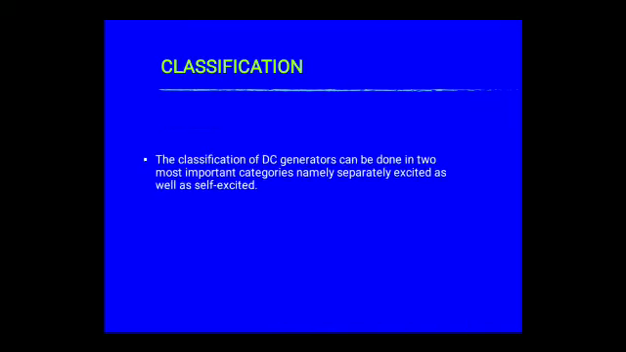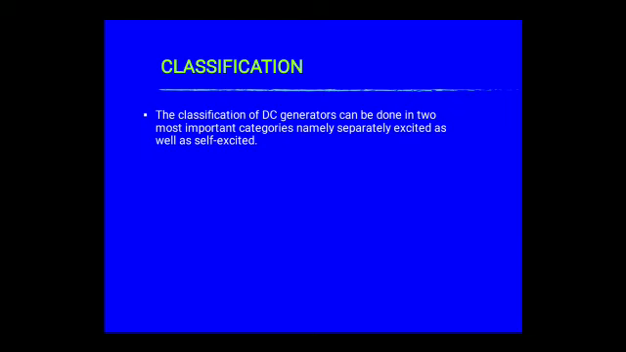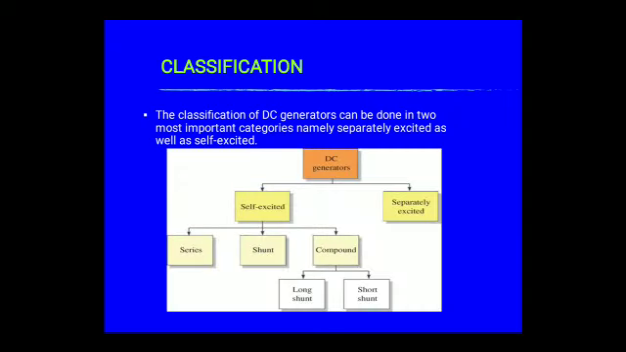Now the next slide is the classification. The DC generator can be classified into mainly two categories: number one, the self-excited DC generator, and number two, the separately excited DC generator. The self-excited DC generator can be classified into three categories: number one, series; number two, shunt-wound; and number three, compound. And the compound DC generator can be classified into two categories: one is long shunt, another is short shunt.